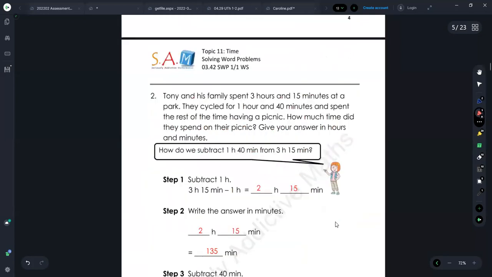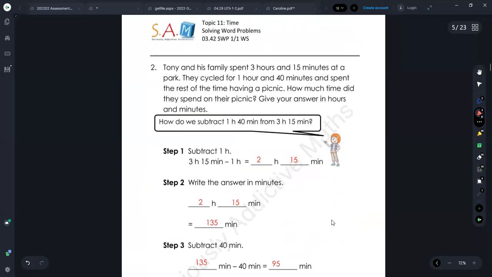The second question, guided practice. Tony and his family spent 3 hours and 50 minutes at the park. They cycled for 1 hour and 40 minutes and spent the rest of the time having a picnic. How much time did they spend on their picnic? Give your answers in hours and minutes. So in total, it is 3 hours and 15 minutes. This is something like a part whole model. In total, they spend a total of this, and part of it is 1 hour 40 minutes. What is the other part? So can you see that? Part whole.